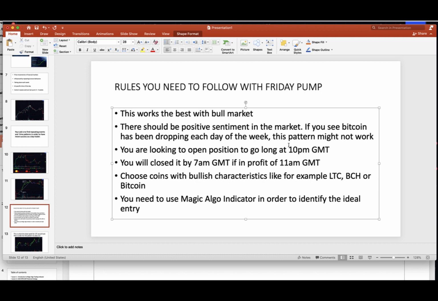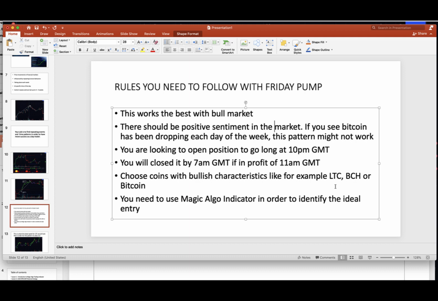For some reason, crypto is going up on Fridays after, let's say, 9 p.m. UK time, when institutions close for the weekend. So that's the rule number one here. I'm looking to open a position to go long. It'll be on a safe side around 9 p.m. UK time, 10 p.m. I will close all my positions in profit by 7 a.m.